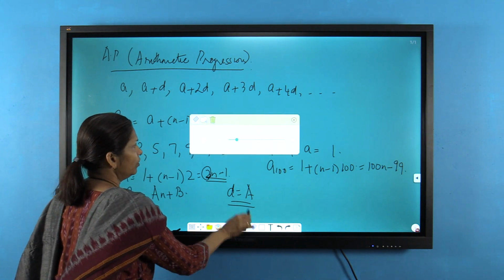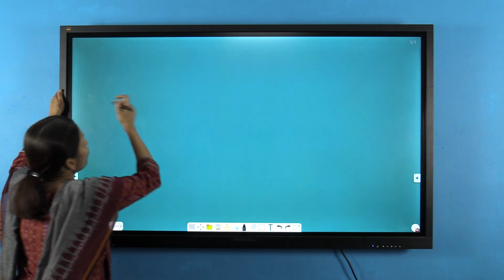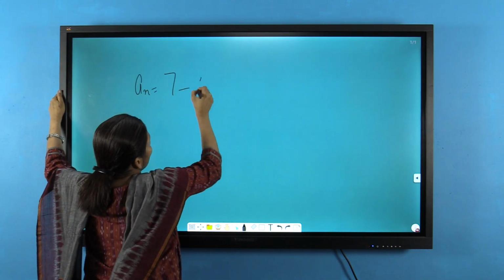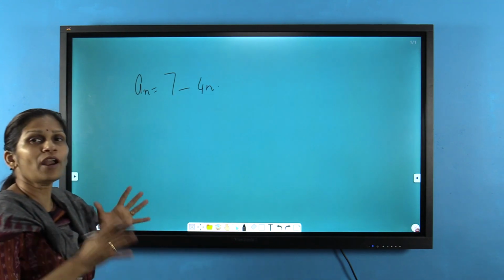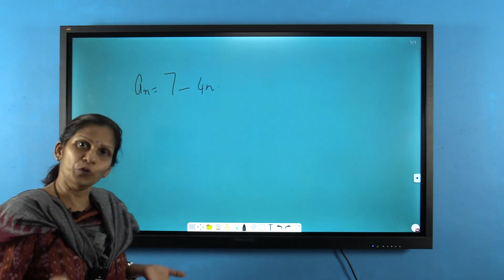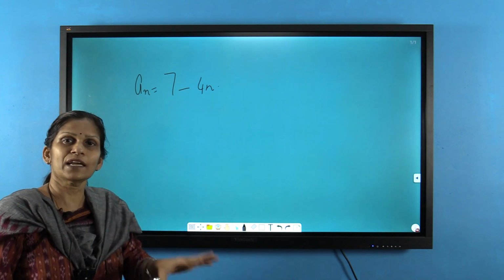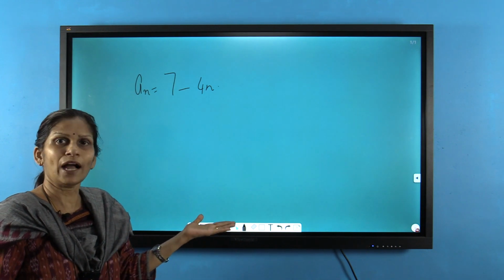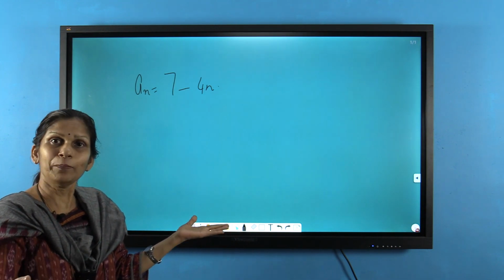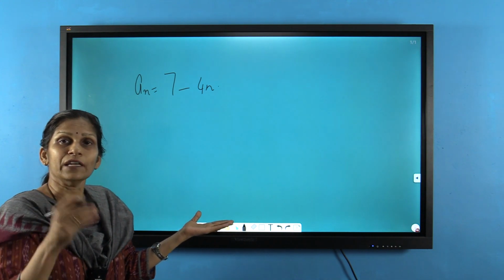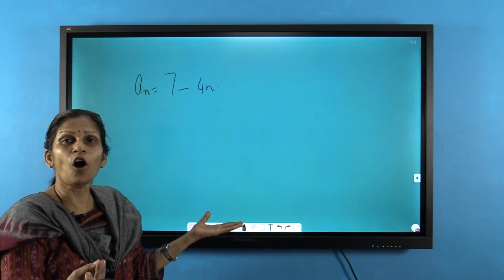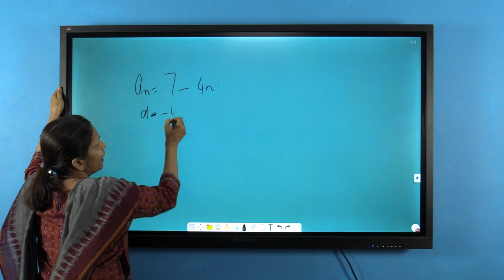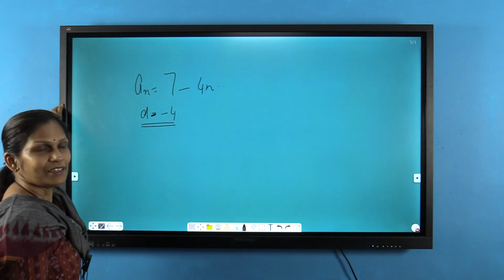So, let me tell you, suppose you have an AP whose nth term is 7 minus 4n. You are asked to find the common difference. What do you do generally? You can write the first term, second term, third term or whatever and subtract the first term from the second to get the common difference. But by the property that I gave you just now, an easier way would be the coefficient of n. In this case, d is minus 4. Is that clear?